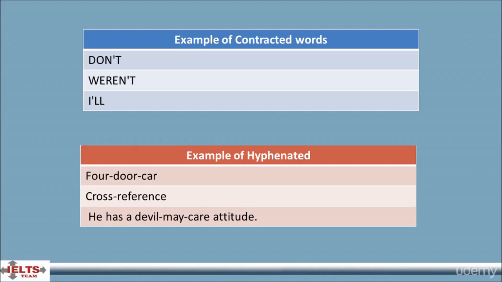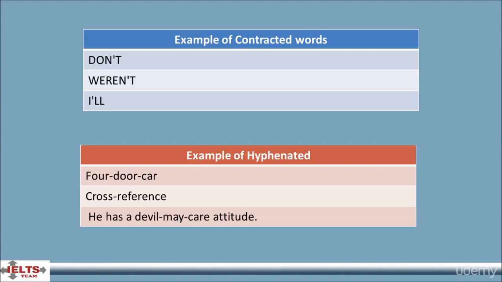Just as before, contracted words will not be tested. Contractions or contracted forms are short words formed from 2 or more words. The most common example is when we add not to an auxiliary verb in negative sentences. For example, we say don't instead of do not.